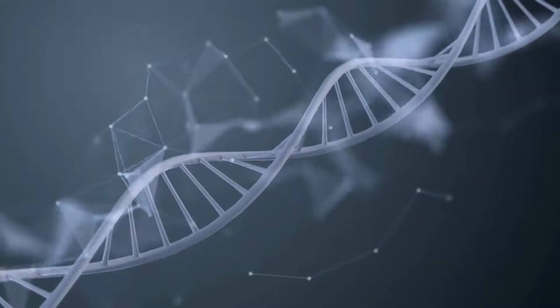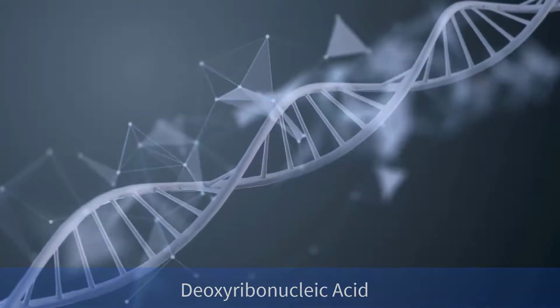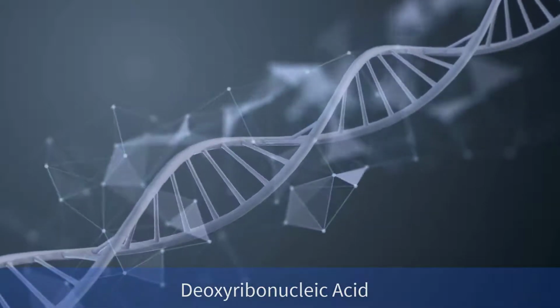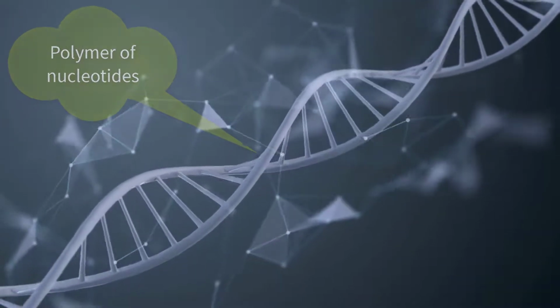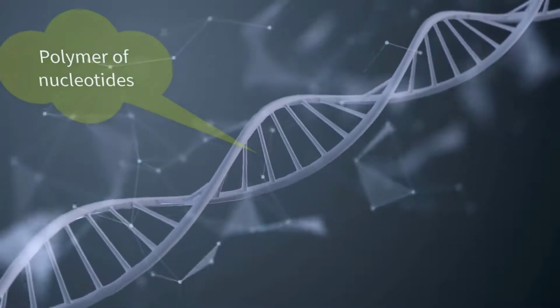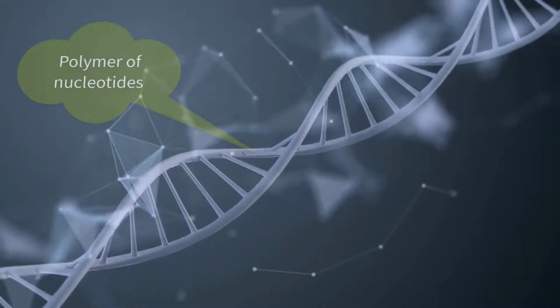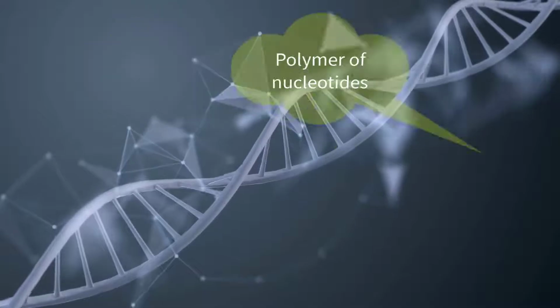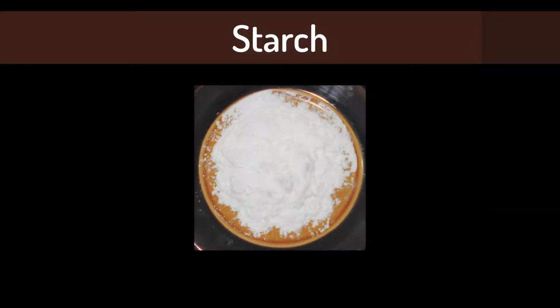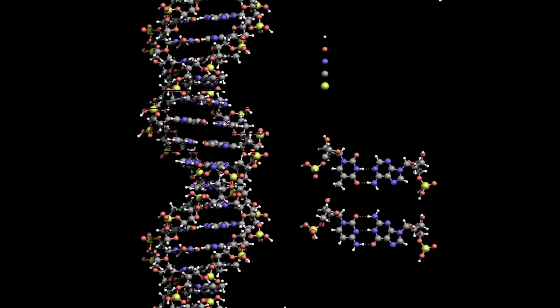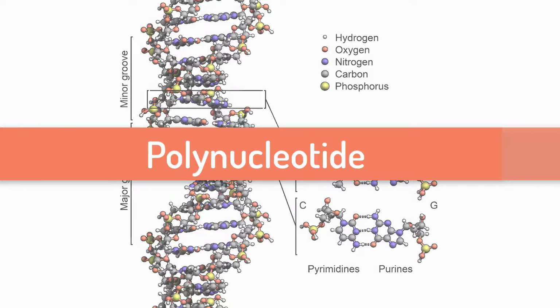DNA, as we all know, is deoxyribonucleic acid. It's a macromolecule found in our cells. DNA is a polymer of nucleotides. To understand what a polymer is, let's take an example of a compound that we are familiar with. This is starch. Yes, starch is a polymer of glucose, which means many glucose molecules join together to form a starch. So, can we say that DNA is also a polynucleotide chain? Yes, we can.